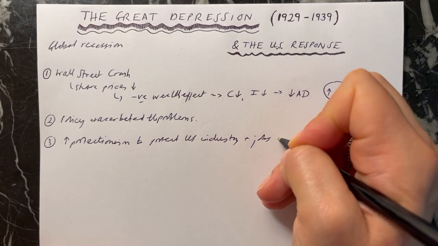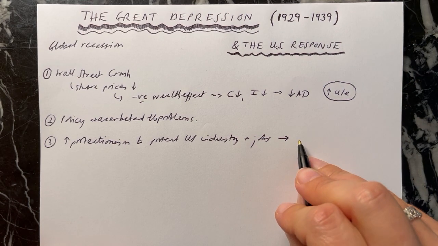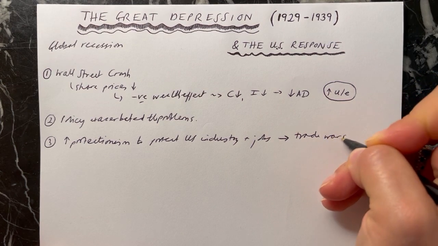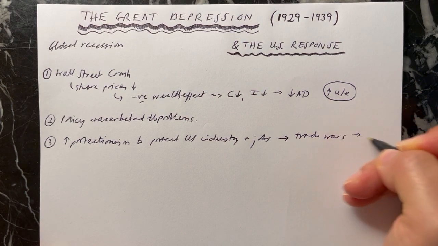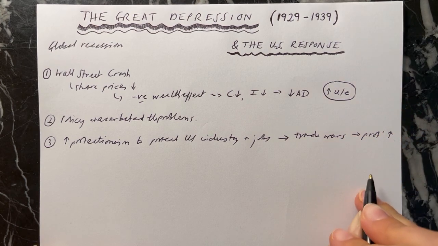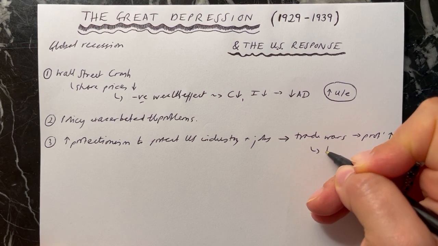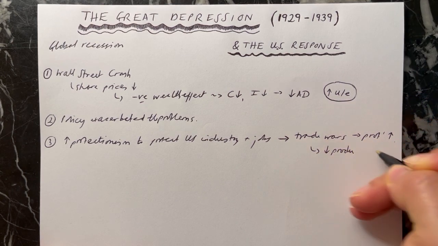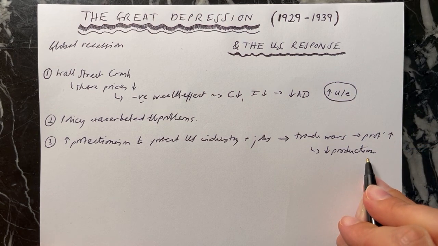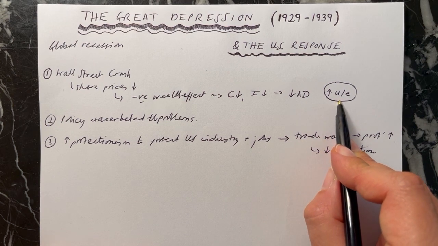But as a result of this, other countries did the same thing. They said, if the US isn't going to buy our products, then we won't buy theirs. And this resulted in trade wars and generally increased protectionism around the world. So there was less trade going on, and this led to a decrease in production or output in the US. So again, this caused aggregate demand to go down, unemployment to go up.